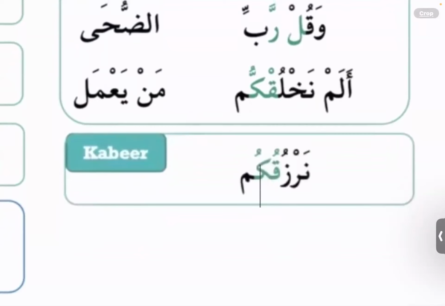Now kabir, that's when you have both letters have their own haraka. Again, if they have their own haraka, they're independent entities, they do not get merged with each other. Narzuqukum. I didn't say narzuqukum, two kafs. I didn't say narzuqukum, two qafs. I said narzuqukum, two nice, separate, clear entities.